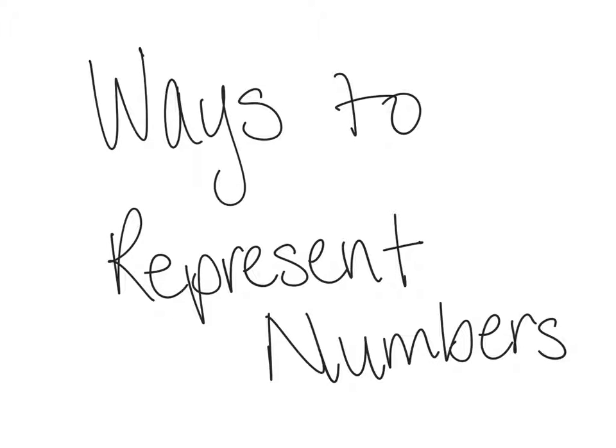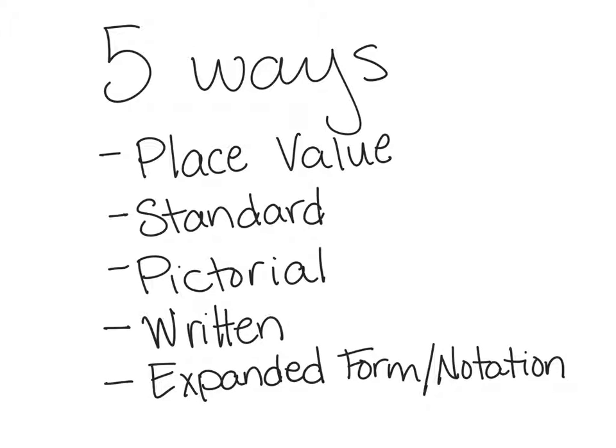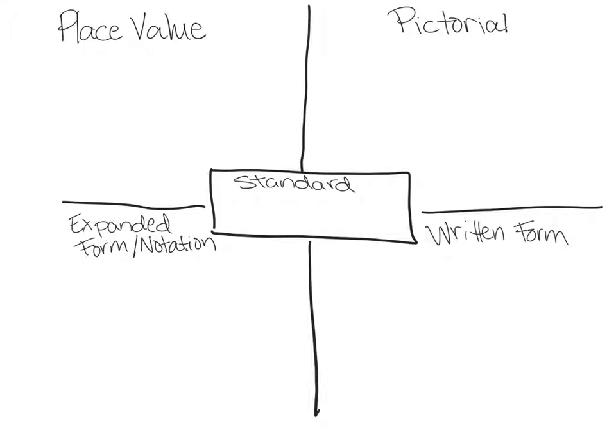In this video, we are going to learn ways to represent numbers. There are 5 ways to represent numbers. There is using place value, the standard form, which is just writing the numbers; pictorials, drawing them in pictures as in a place value box; written form; and expanded form, or what we also call expanded notation. Here we're going to show how to represent the numbers in five ways.